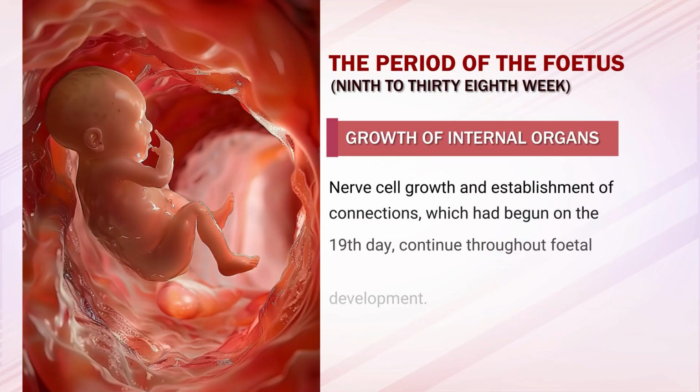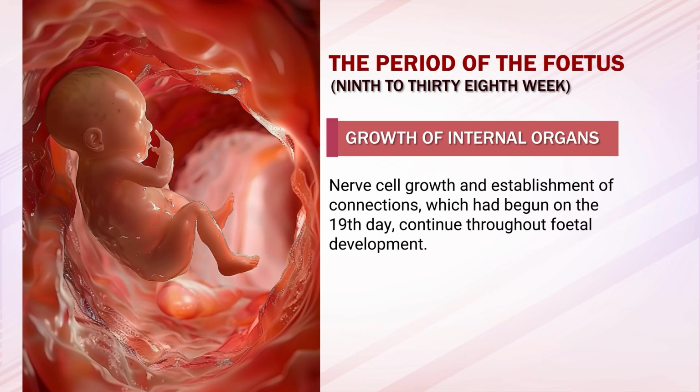Now, the nerve cell growth and establishment of connections, which had begun on the 19th day, continue throughout the fetal development. So this development keeps on constantly happening, which probably the mother or the person who is conceiving the child is not aware of, but the life form takes its own time, and it has its specific space and continuum in which it grows and develops. So this is the 9 to 38 week period that we talked about, which had the growth of internal organs.